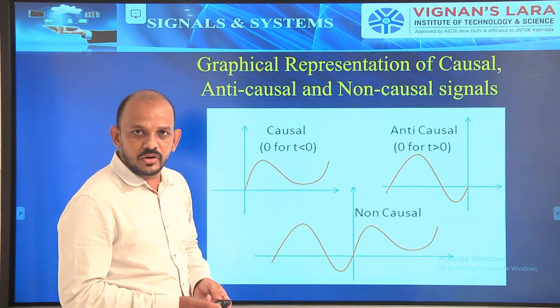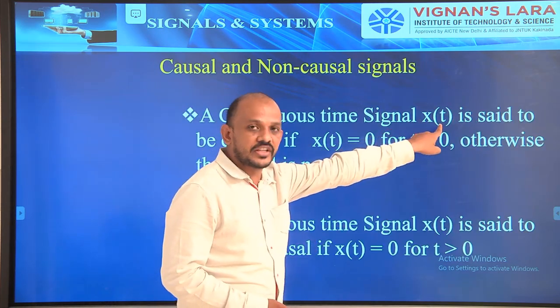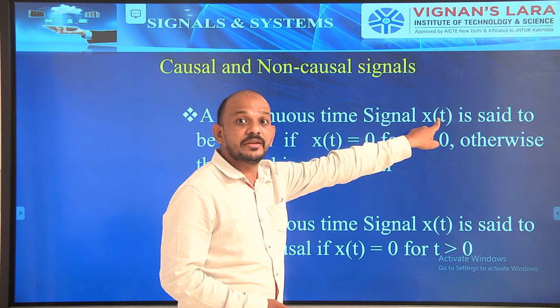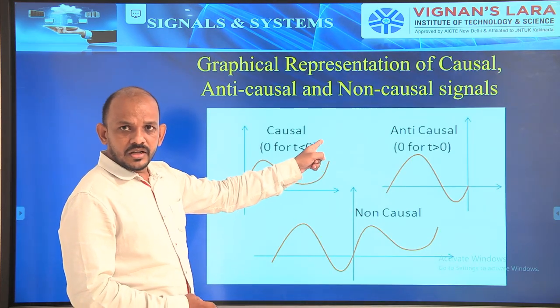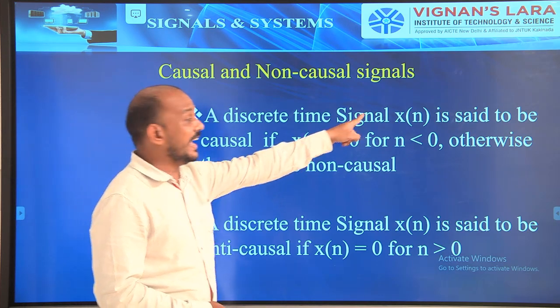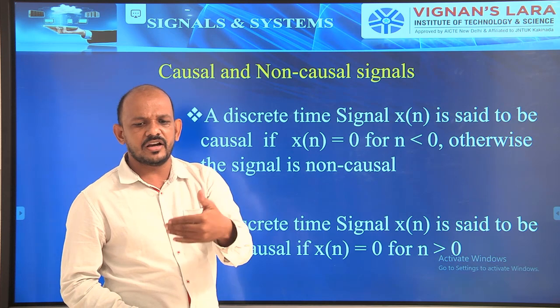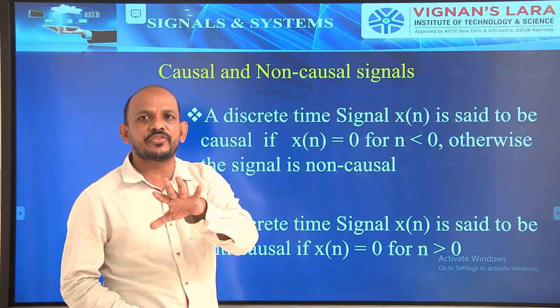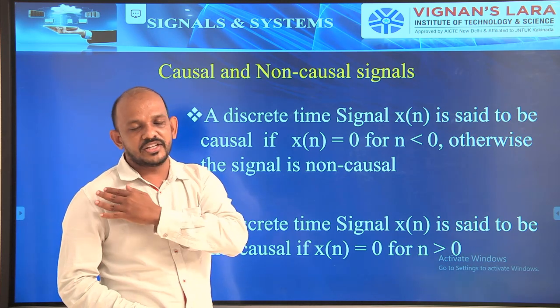We all know that the continuous time signal is represented with x of t, where the independent variable is time t. Here the discrete time signal is represented with x of n. Here the independent variable is n. That is the only change. In place of x of t, if you write x of n, then it will become a discrete signal. So the conditions are same.